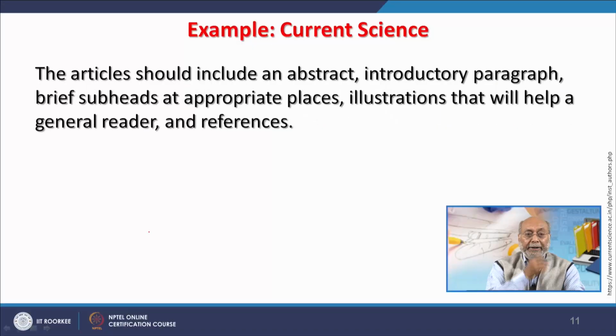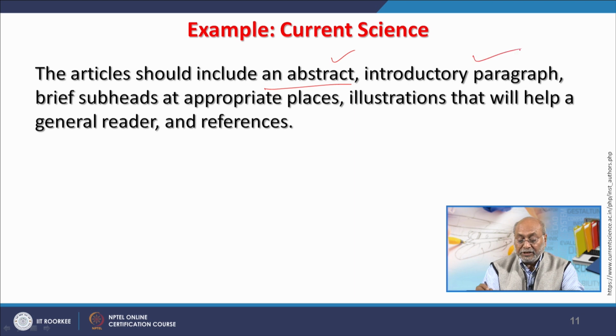There can be, in between, several other sections that we would like to add during the preparation of our manuscript or thesis. For example, take Current Science, where articles should include an abstract. They are saying that if you are going to submit a manuscript to Current Science, it should include an abstract, which we will discuss in the next lecture: what an abstract means here, what we should write, and the intricacies of abstract writing.